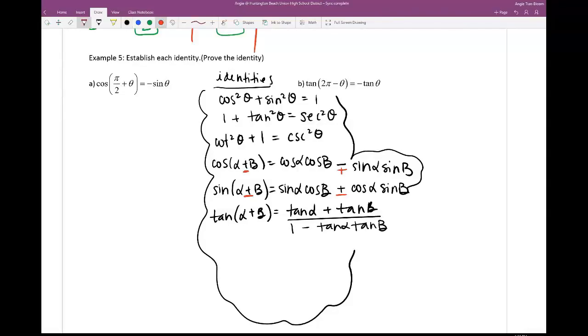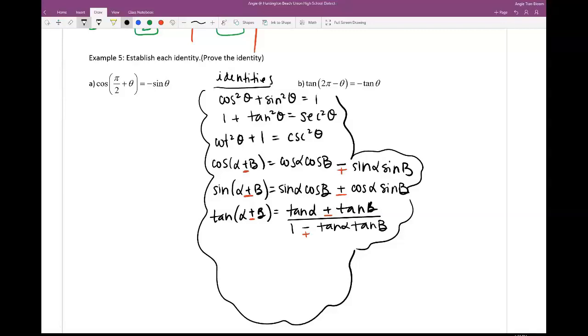So keep that in mind. Well, of course, I have subtraction, right? This is the difference of tangent. If that's the difference, this is the difference here on the top, and this is an addition on the bottom. So those are all of the identities that we now have, okay? So let's start with our letter A. Cosine of pi over 2 plus theta equals negative sine of theta.